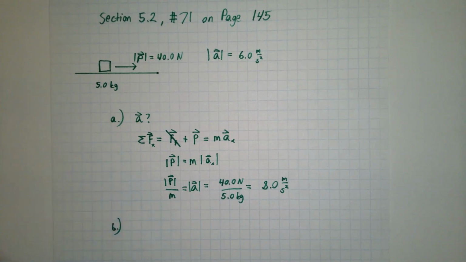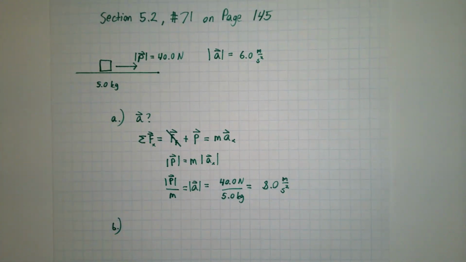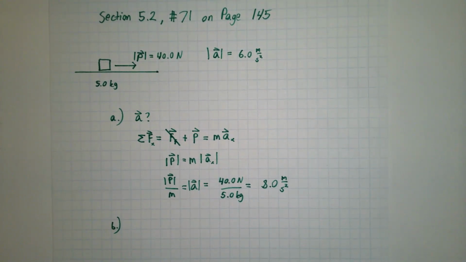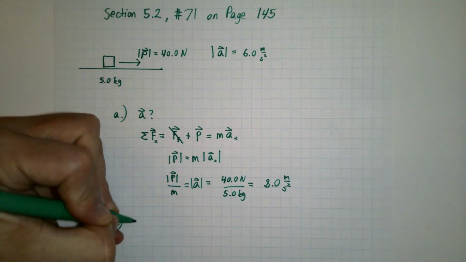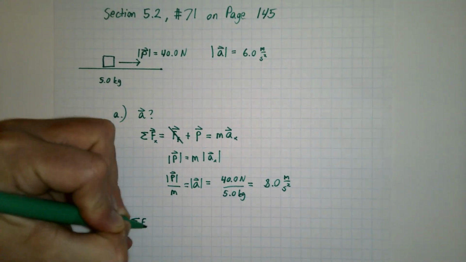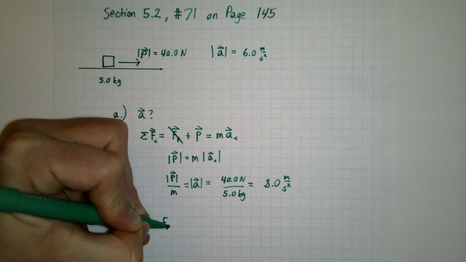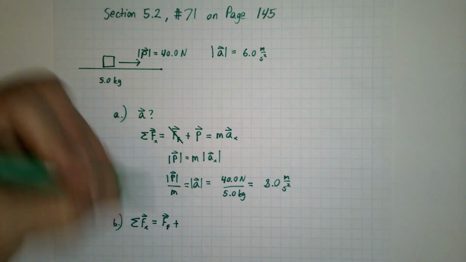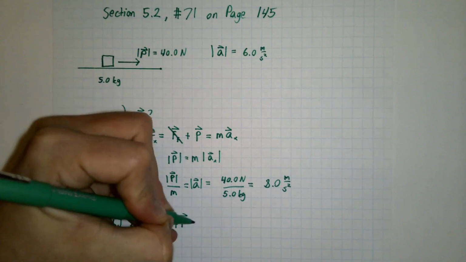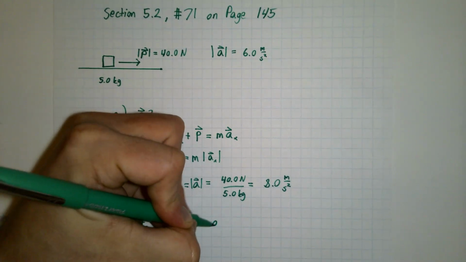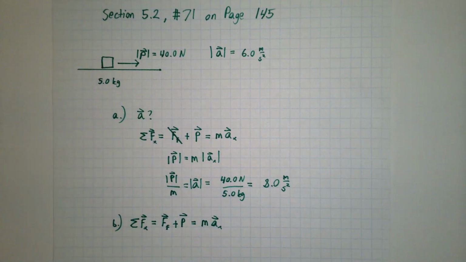Question B is to find the kinetic frictional force, to find out how large that kinetic frictional force is. We can start again with Newton's second law, looking at forces in the x dimension. We're bringing back in the frictional force, since it's no longer a frictionless table. So we have these two forces, and those two forces are generating some acceleration in the x dimension.